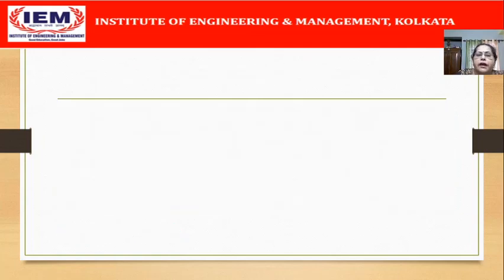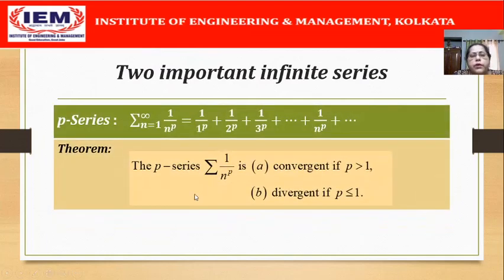The next one in this line will be the p series. What is that? It is summation n equal to 1 to infinity 1 by n to the power p. That means, explicitly, 1 by 1 to the power p, 1 by 2 to the power p, 1 by 3 to the power p, 1 by n to the power p, and so on. Now, when does this series converge or diverge? The p series is convergent if p is greater than 1 and divergent if p is less than or equal to 1. So once again, this is an important result to be remembered.